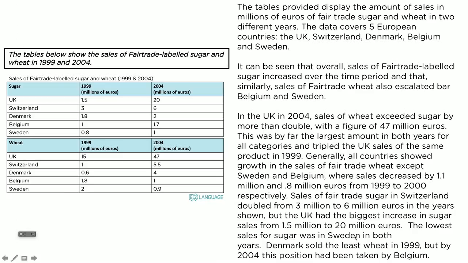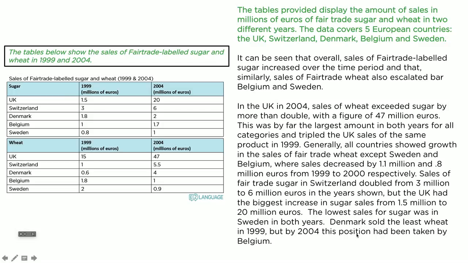So the first thing we're going to do is rewrite that graph or table description in our own words. The table description says, the tables below show the sales of fair trade labeled sugar and wheat in 1999 and 2004. My conversion of this into my own words says, the tables provided display the amount of sales in millions of euros of fair trade sugar and wheat in 2 different years. The data covers 5 European countries, the UK, Switzerland, Denmark, Belgium, and Sweden.